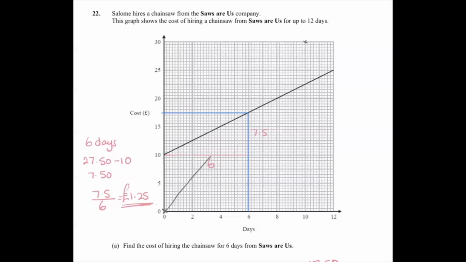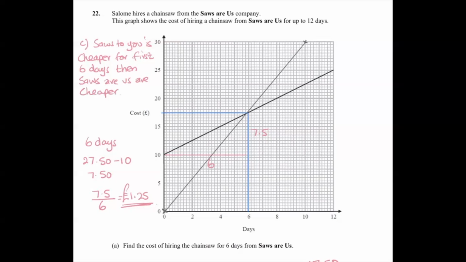I am going to draw that line, and we can see that because this line is under this one here, the cost is cheaper until we get to 6 days. Then this is more expensive because it's higher, and this is obviously a better value. So we're going to write that down. Words to that effect is really all we need to do there.